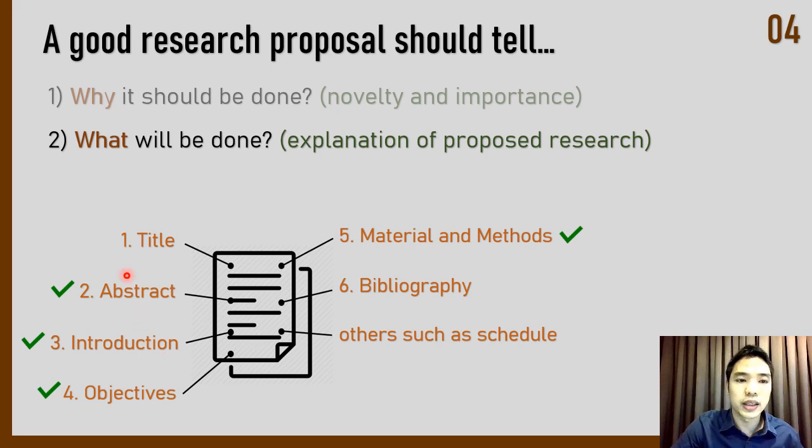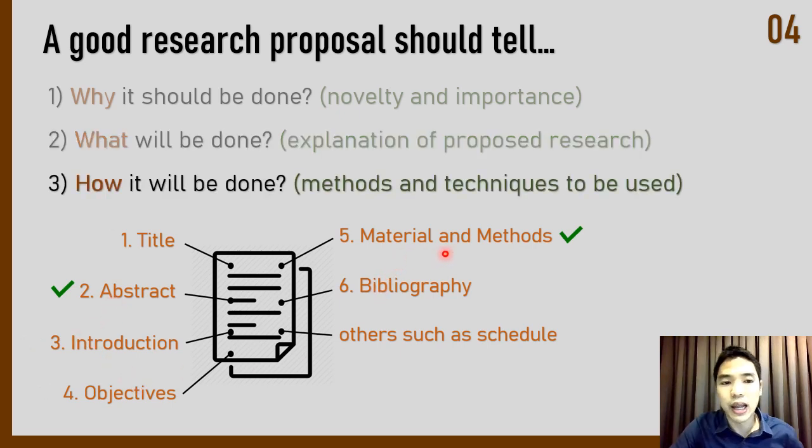The next key message is what will be done in your research, which is the explanation of the proposed research. And this will be in many parts, including in abstract, introduction, objectives, and the material and methods. And the last key message is how your research will be carried out. This includes the methods and techniques to be used, and mostly this will be in the 5th part, the material and methods, as the name suggests.